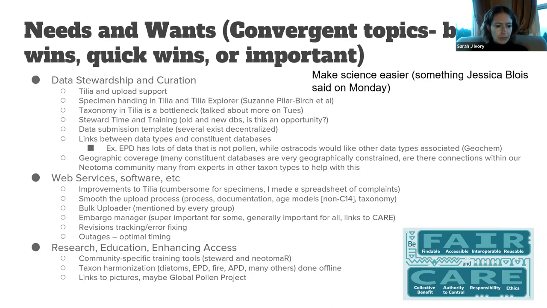There was mention of revisions tracking and error fixing as needs through web services and software. And then there was also mention of outages coming at inopportune times. So some arrangement of optimal timing for those obviously needed outages could be useful.